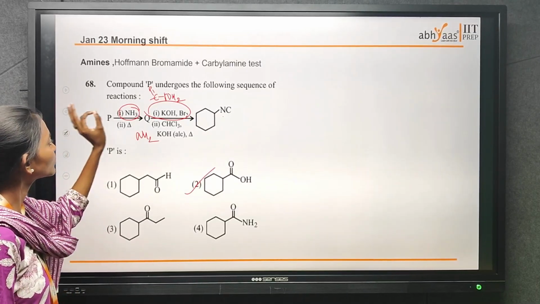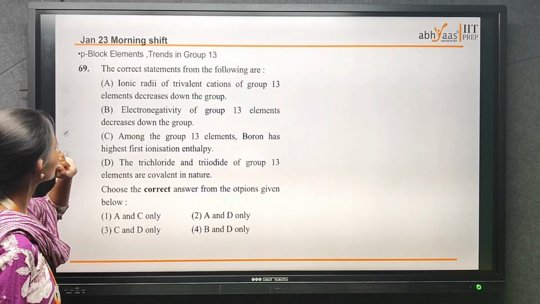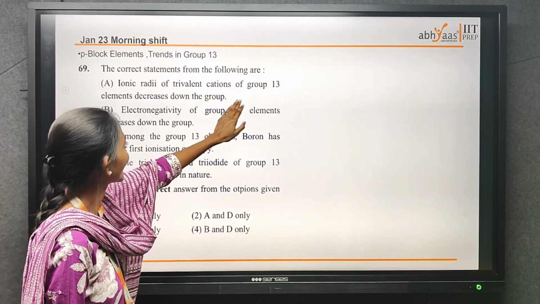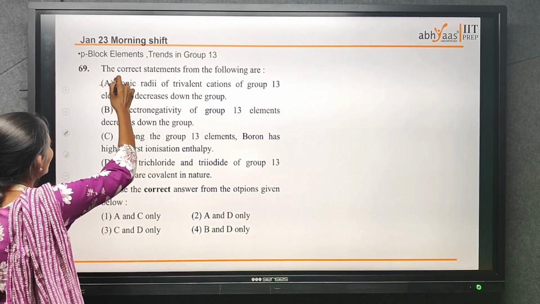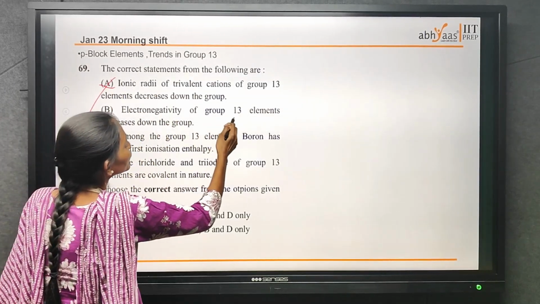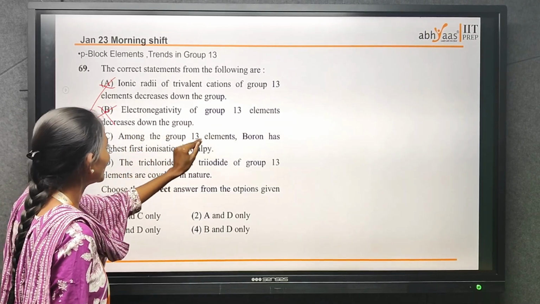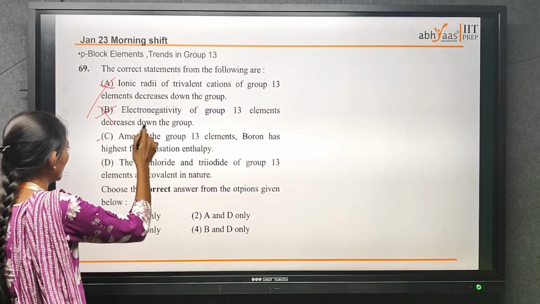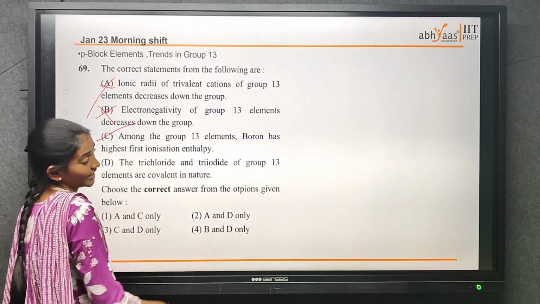You need to know how the reagent is going to work, then you can answer easily. Moving on to the next question. The correct statement from the following: ionic radii of trivalent cations of group 13 elements decrease down the group. Not at all. Electronegativity of group 13 elements decreases down the group. No. Among the group 13 elements, boron has the highest ionization enthalpy. Yes. And the trichloride and triiodide of group 13 elements are covalent in nature.